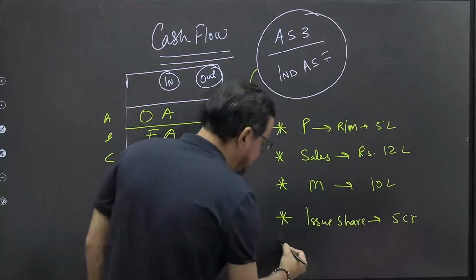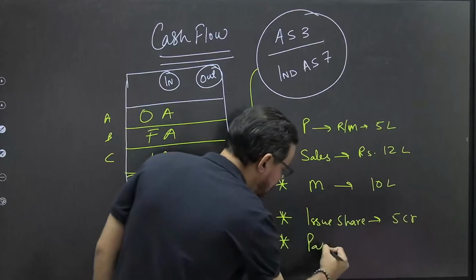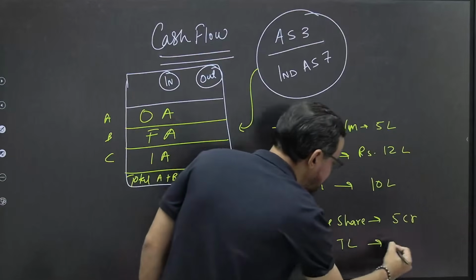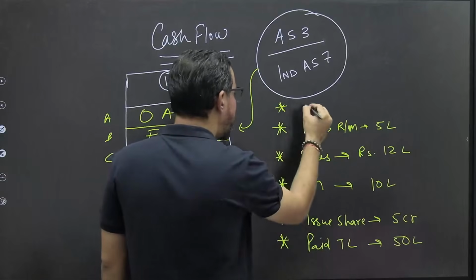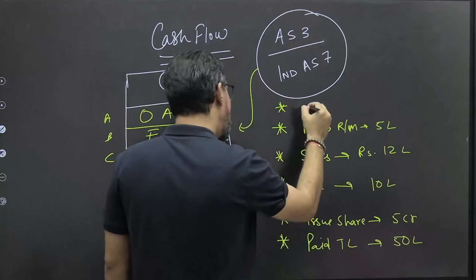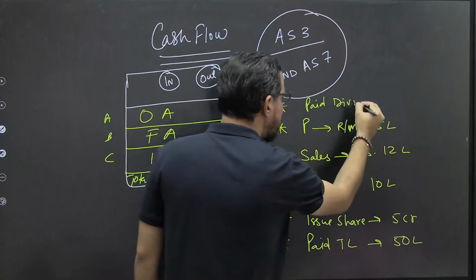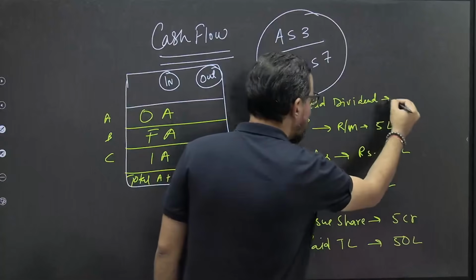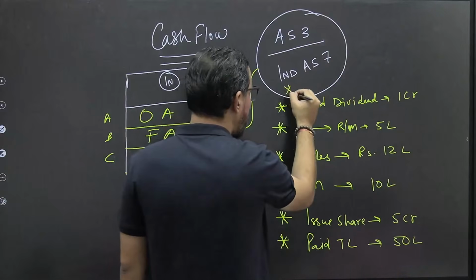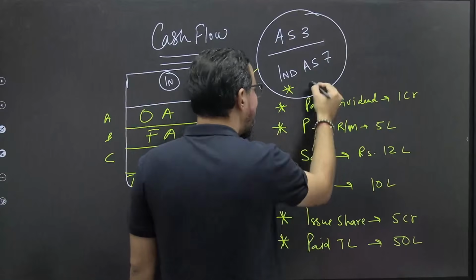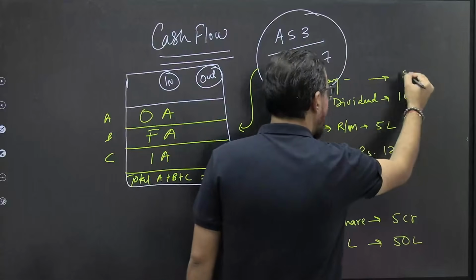And we have paid off loan, so paid term loans worth rupees 50 lakhs. And let's say we paid dividends to shareholders worth rupees 1 crore. Let's say we paid salaries and other expenses worth rupees, suppose, 50 lakhs.